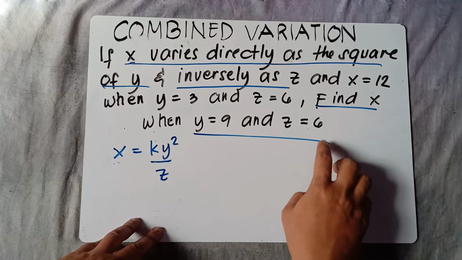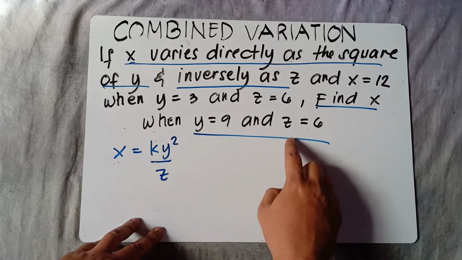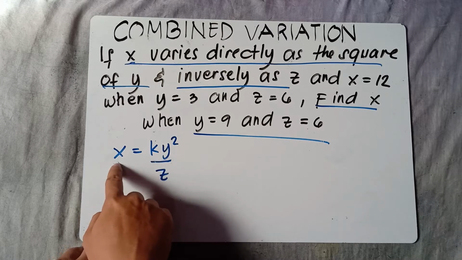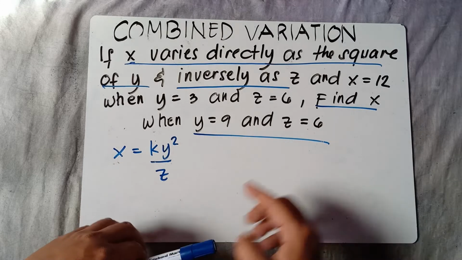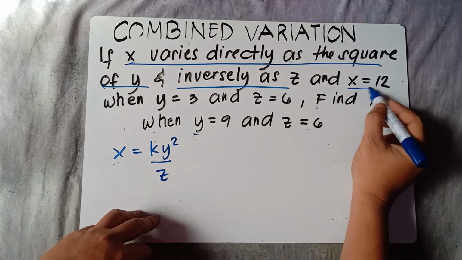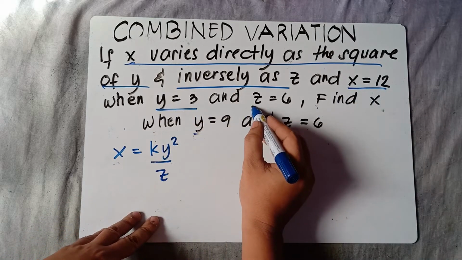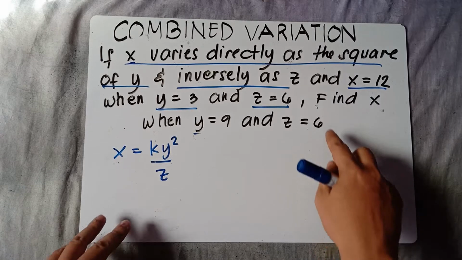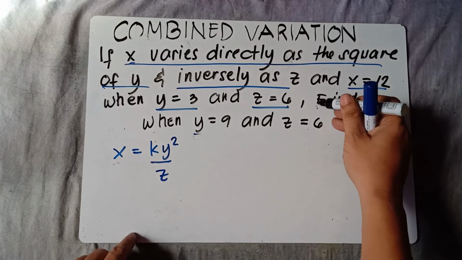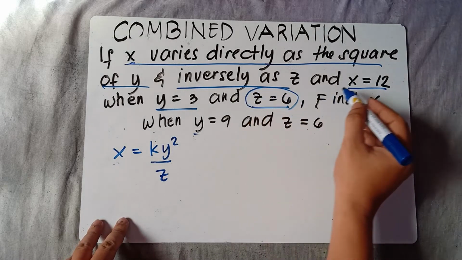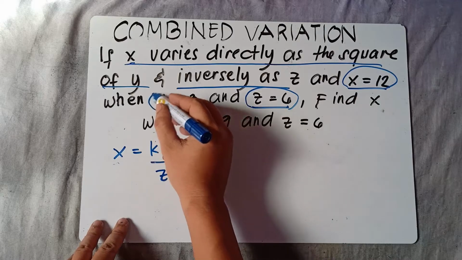For this last question, find x when y equals 9 and z equals 6, you don't have the value of k. But you can find k given this equation, given that your x is 12, your y is 3, and z equals 6. So the first thing to do, class, is find k first before you can solve the last question.